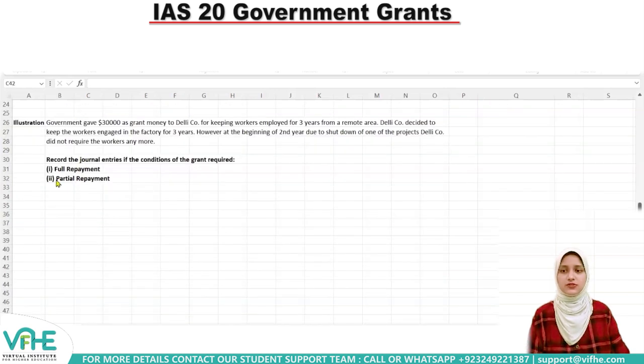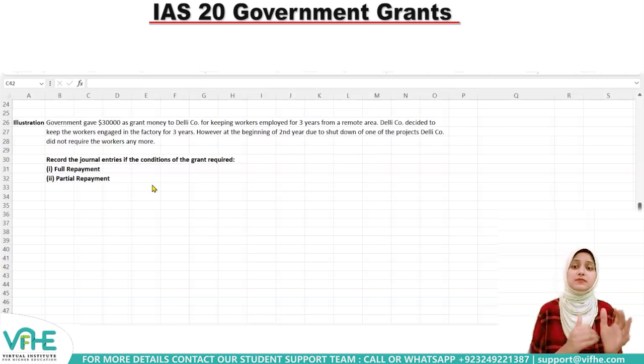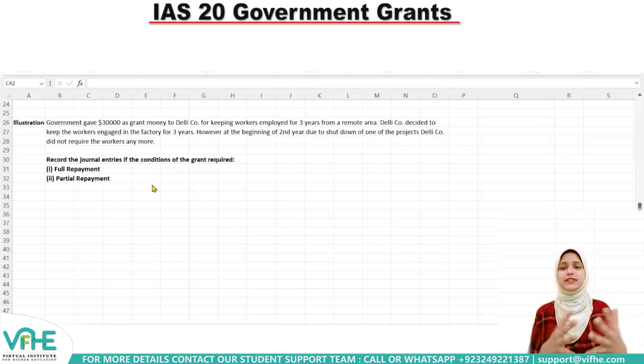The next question. So, I'll read the requirement and then the case. Record the journal entries if the conditions of the grant required full repayment and second is partial repayment. First of all, when will the question of repayment come? Only if there is a breach of the contract if you are not able to fulfill the terms and conditions. So, if there is a breach and if full repayment is required as per contract, what are the kind of journal entries? And if there is a breach and if there is partial repayment in the contract written, then what are the kind of journal entries that are required? Okay. So, I'll read the case for you all. Government gave 300,000 as grant money to Delhico for keeping workers employed for 3 years from a remote area.